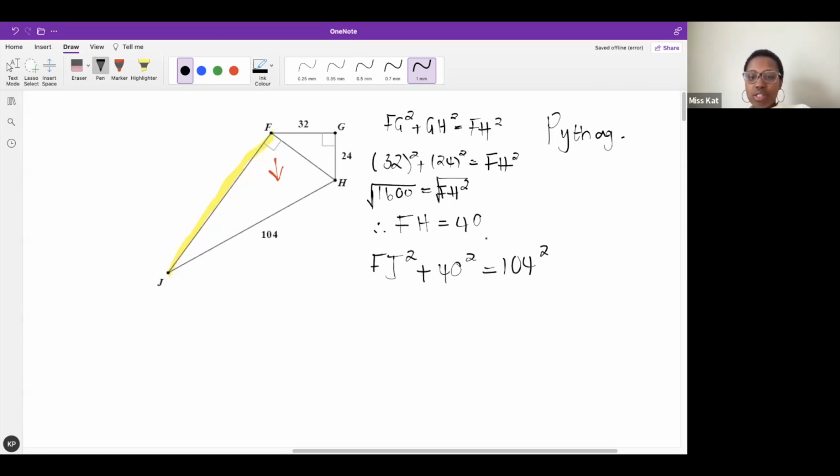Now, how am I going to get rid of this 40 squared? We're going to move it over. So FJ squared is left alone, equals 104 squared, which is 10,816, minus 40 squared, which we know is 1,600. So FJ squared equals 10,816 minus 1,600.